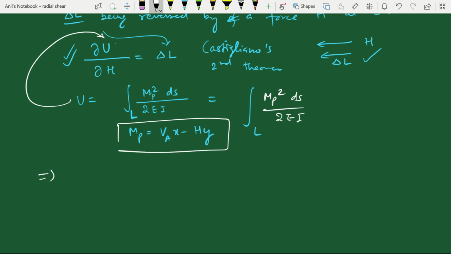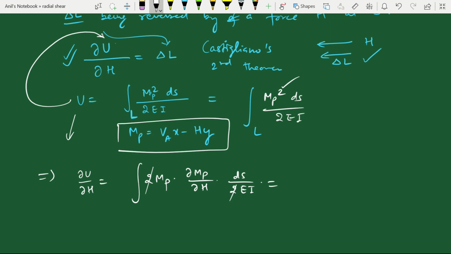So let us differentiate this U with respect to H. We get del U by del H is equal to integration Mp into del Mp by del H into ds upon 2EI. So we have 2 here also, so 2 will get cancelled. So we will get it as integration Mp del Mp by del H into ds upon EI.